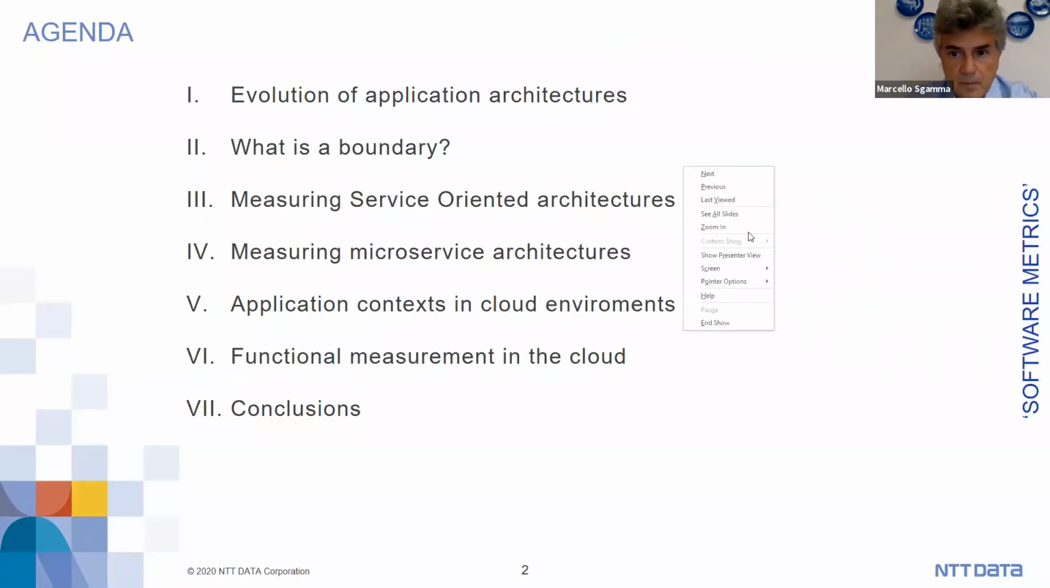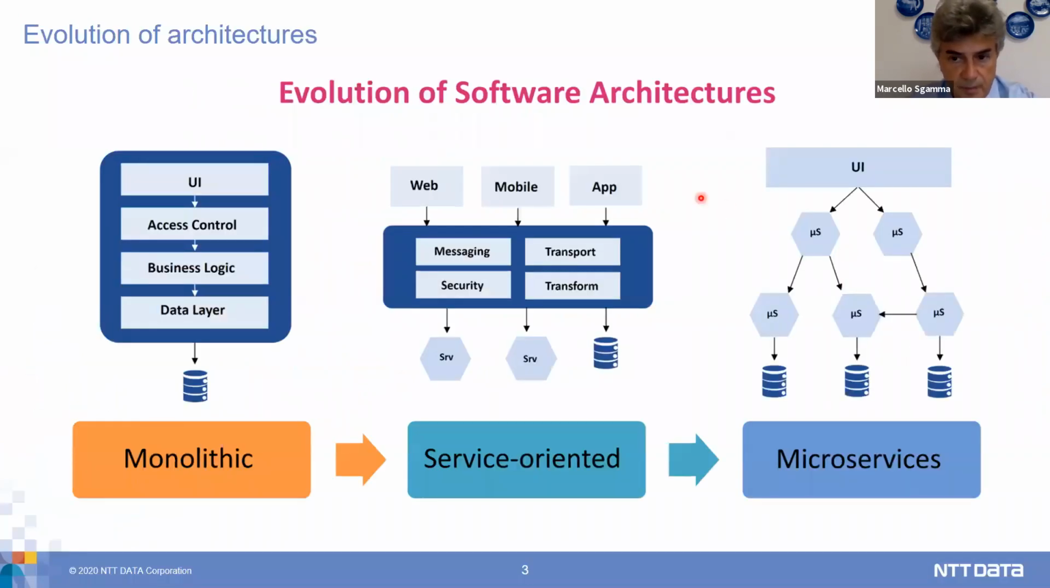In today's speech, I will talk about the evolution of application architecture in later years and how it influenced boundary, or how we can handle this evolution in boundary and BFC granularity identification. We will see some examples of application of FPA or IFPUG on service-oriented architectures, on microservice architectures, and some counting examples in the cloud with some final considerations about that.